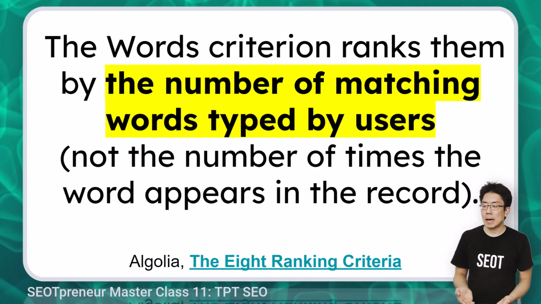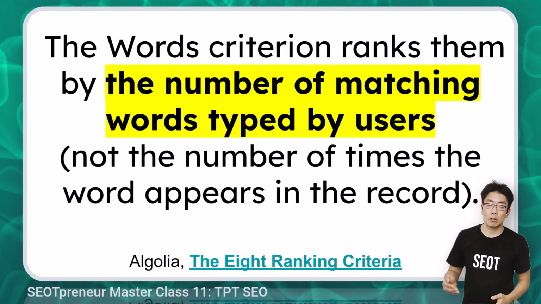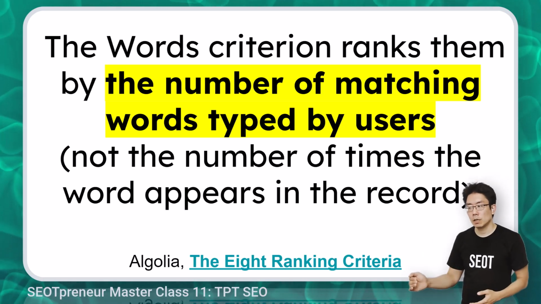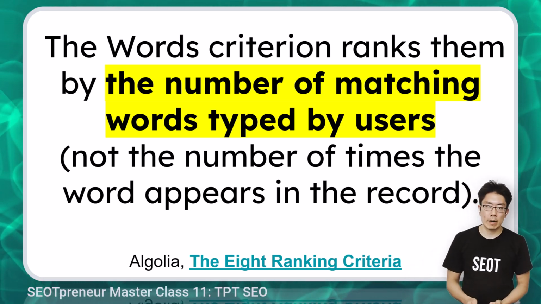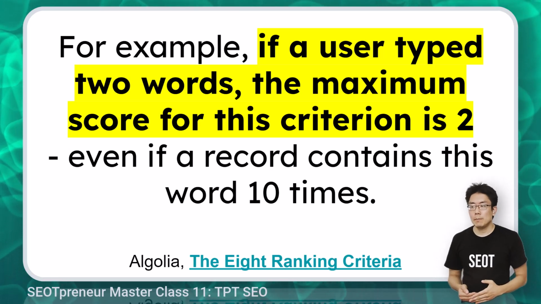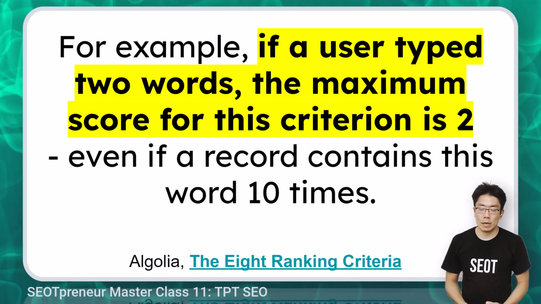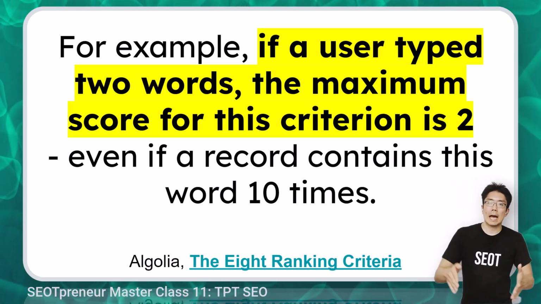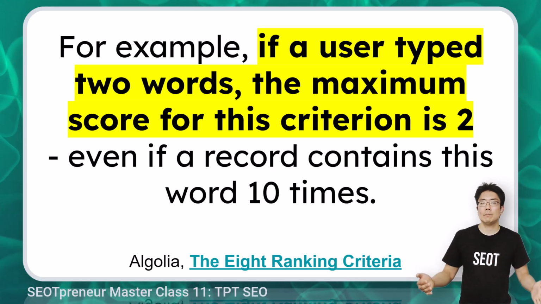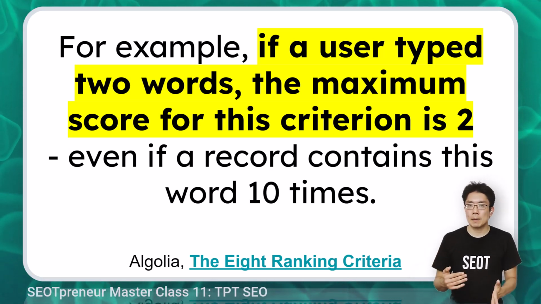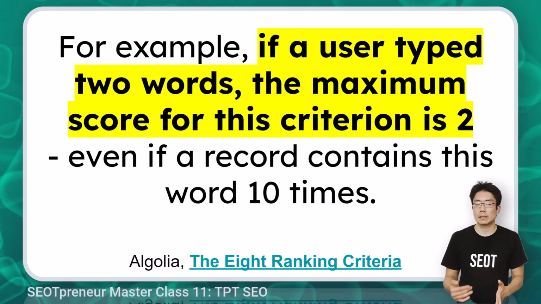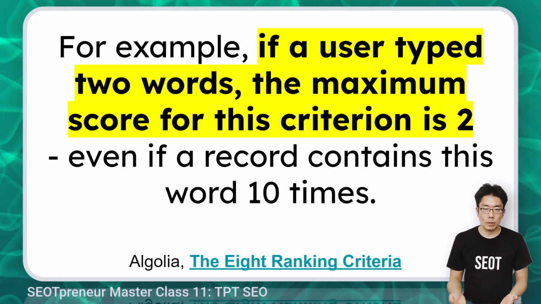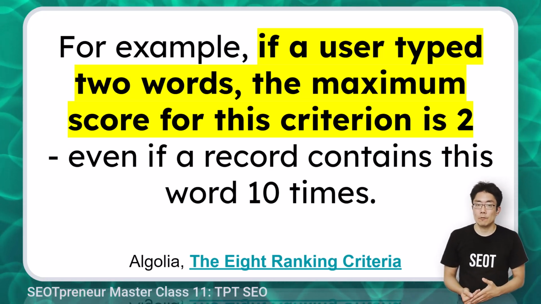Well, the Algolia manual tells us the words criterion ranks the TPT products by the number of matching words typed by the teacher, not the number of times the word appears in the record. For example, if a user typed 2 words, the maximum score for this criterion is 2, even if a record contains this word 10 times. So you can have a keyword phrase 10 times in your product description, and that doesn't impact anything. The keyword density is not an issue. So if you have TPT SEO advice that is suggesting a keyword density, that's probably outdated information.